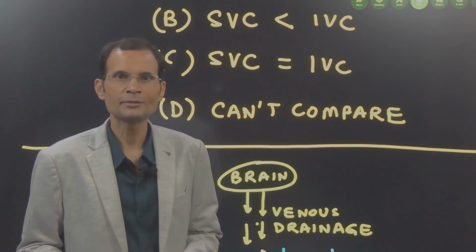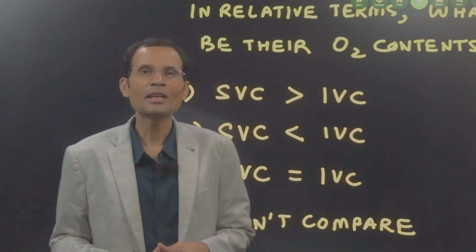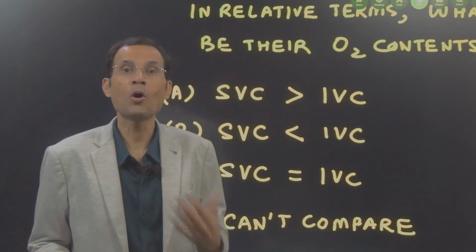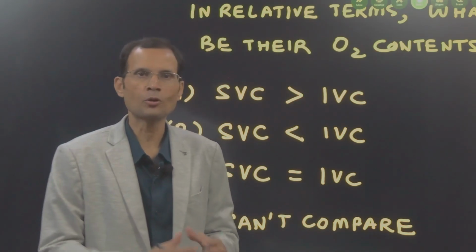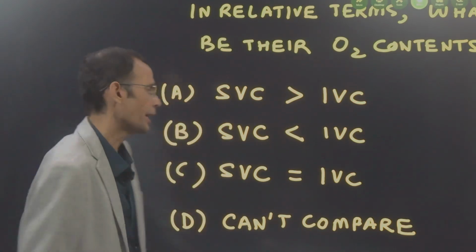You want to answer this? All right. Well, the answer is inferior vena cava has more oxygen volume percent or content compared to the superior vena cava. Let's see why.